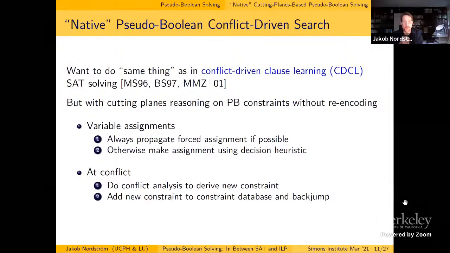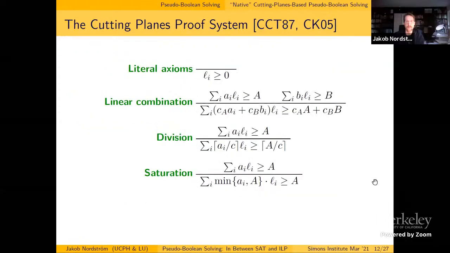And then what I want to do is look at all of my propagations that I've made that led to this conflict. I want to look at these constraints, and then do conflict analysis and learn a new constraint. But this constraint is going to be pseudo-Boolean, and I'm going to have to use some other form of reasoning than resolution to do it. And the reasoning that we're going to use is cutting planes.